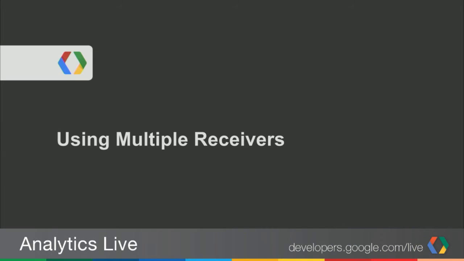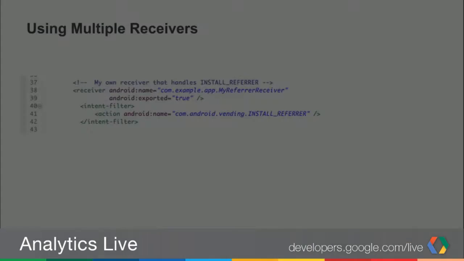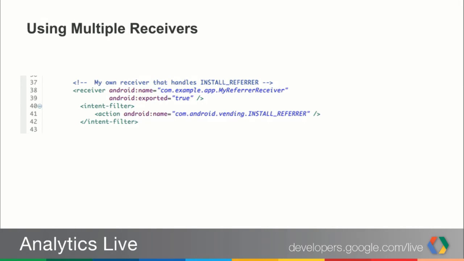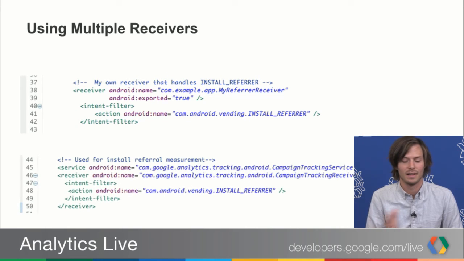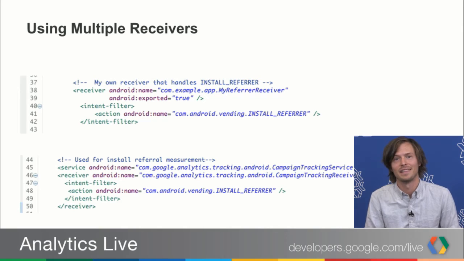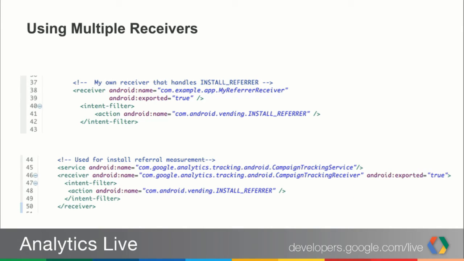Another common issue, the second one that I alluded to earlier, is when you have multiple receivers that are all trying to receive that install refer intent. So the thing about that intent is that it can only be received by one broadcast receiver. So you want to make sure that you don't run into this situation where you already have some receiver that's receiving that install refer intent and doing some work with it, and then you just copy and paste in the Google Analytics receiver. And this will either not work or it won't work reliably, because again, only one of these is going to get called.